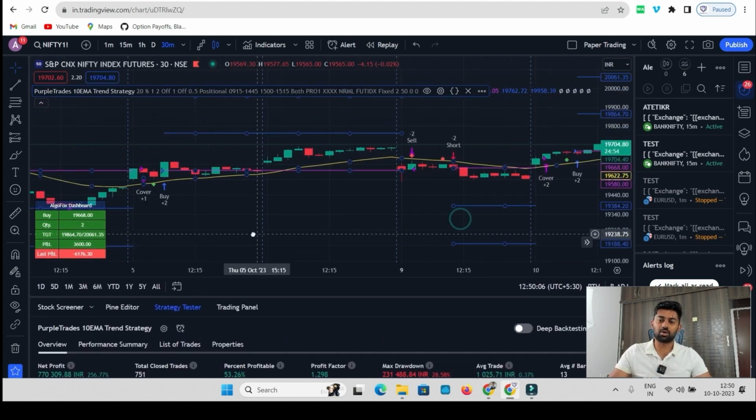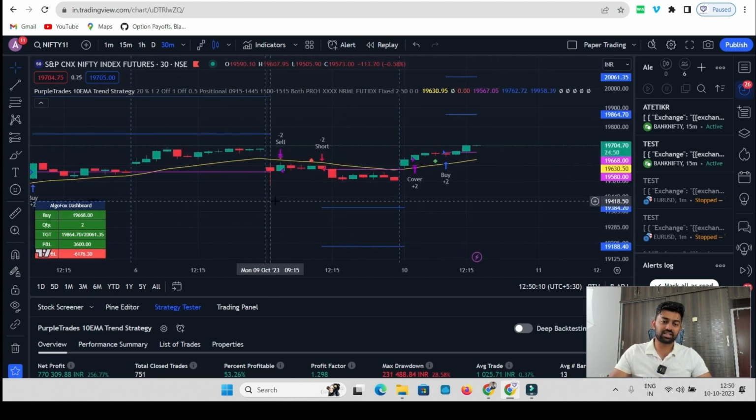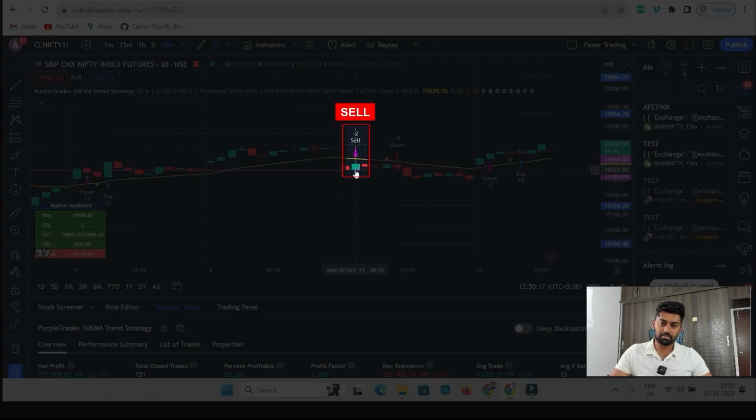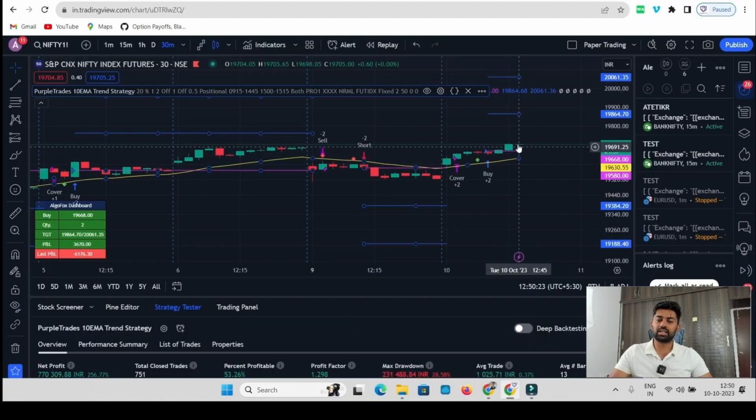This is how it looks like on the chart. Today is 10th of October. Today, this is how the strategy would have performed. It is a positional setup. So we took a buy somewhere here yesterday, we got exit here, maybe at a small loss. Then we did a short here, again a cover at small loss, and then we did a buy, which is right now running in profits.